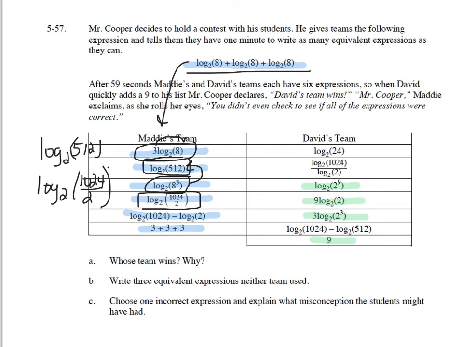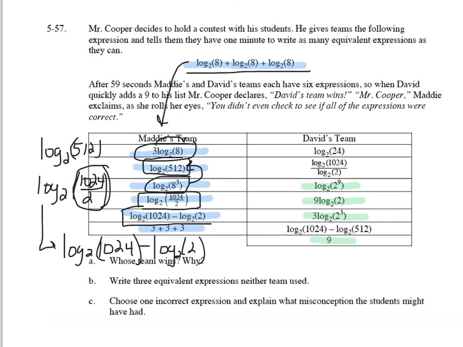And when you divide this value in here, that's the same as, and this goes back a couple of slides, the log of the numerator, log base 2 of 1024, minus the log of the denominator, log base 2 of 2. So then that makes this statement true.